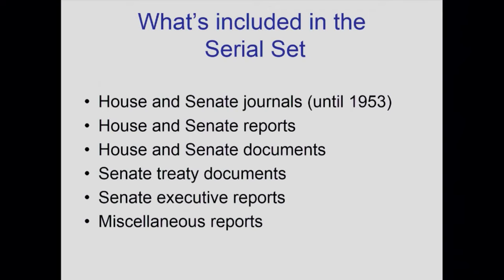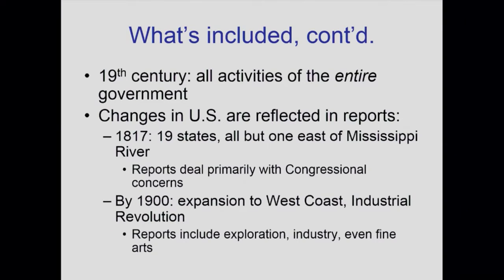The Court of Claims reports show up for several years. And basically for the 19th century, it is indeed all the activities of the entire government. Without regard to cost or size of printing or maintaining, private printers made gobs of money printing the serial set, but we still have it, and that's a good thing. The serial set reflects the changes in the United States. In 1817, when it starts, there were 19 states, and all but one of those was east of the Mississippi River, and the reports deal primarily with congressional concerns.